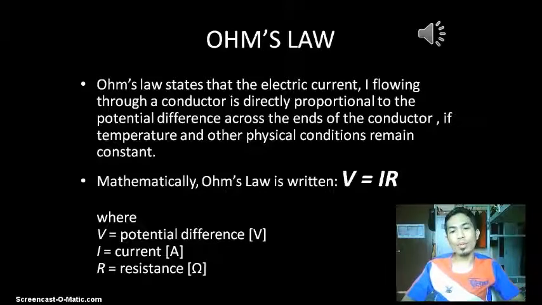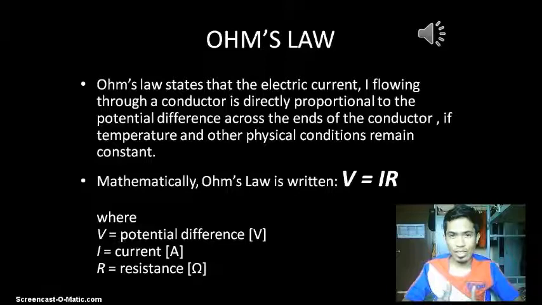Mathematically, Ohm's law is written V equals IR, where V is the potential difference, unit is volt, I is the current, unit is ampere, and R is the resistance, unit is ohm. Okay, we go through the note.